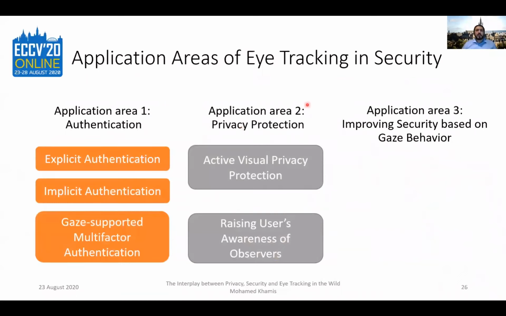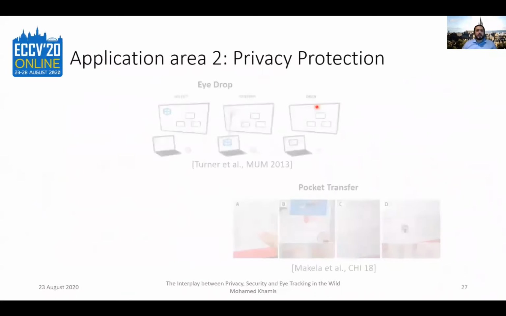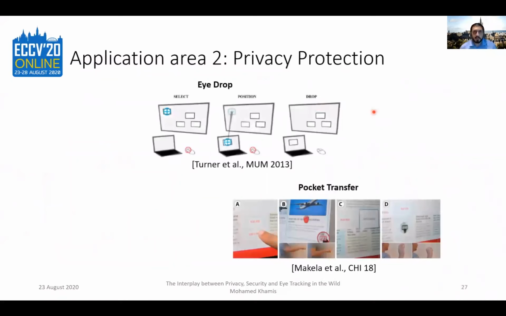There's also privacy protection, which I'll talk about briefly. You can use eye gaze to protect privacy by building applications that are privacy aware. For example, there are some applications about transferring content from public displays to personal devices. Let's say you have a display in a public area that displays some news, and you want to grab some of this news and display it on your mobile phone, or just store it on your mobile phone.